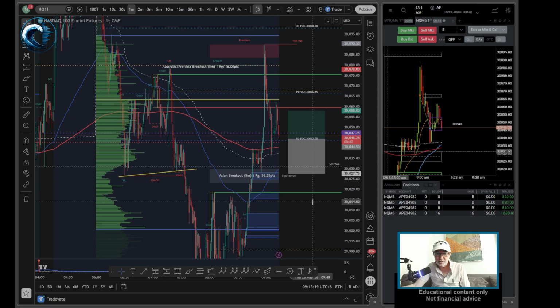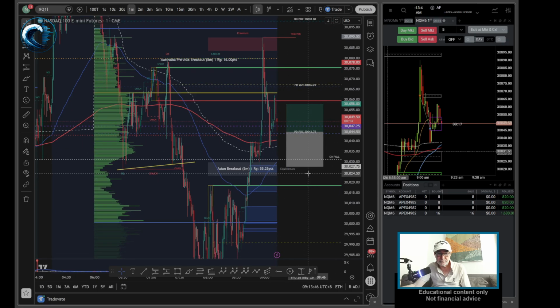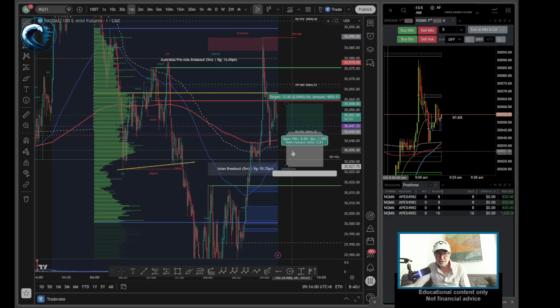So we're back at POC. Now, I don't really want to trade that idea again. The only reason I might consider it is because we didn't sweep the previous day value high this time around. So maybe I'm just looking at the candle reaction here. We are above it still. It's a strong bullish candle.